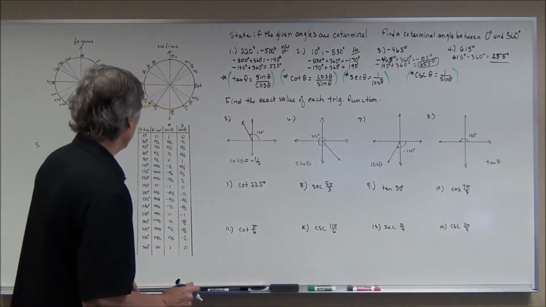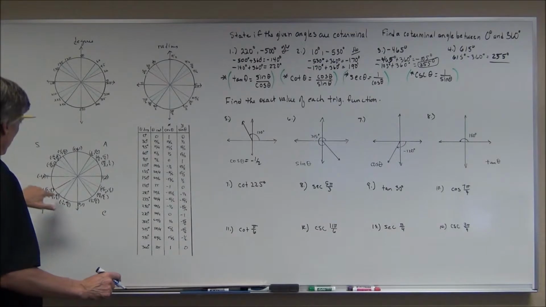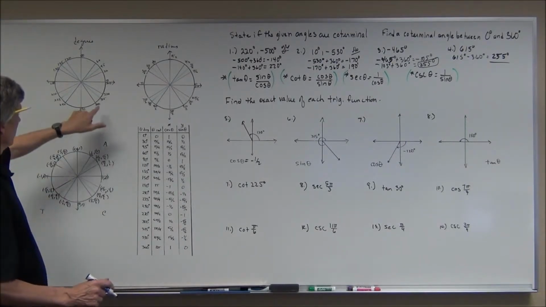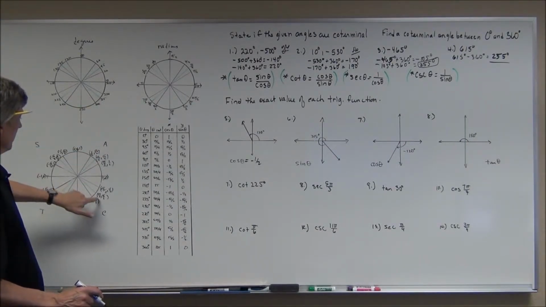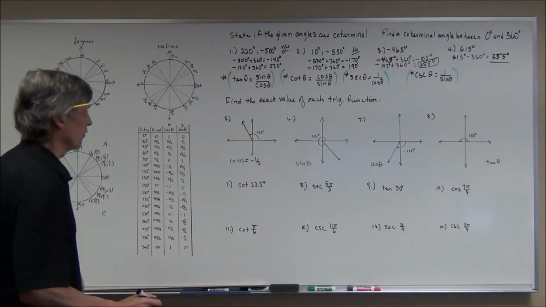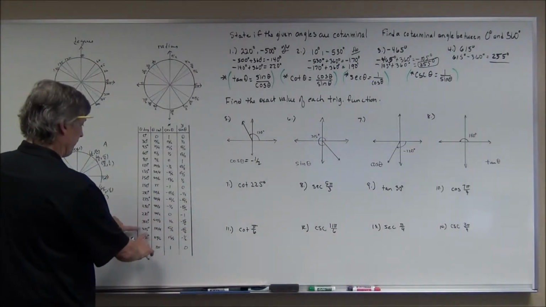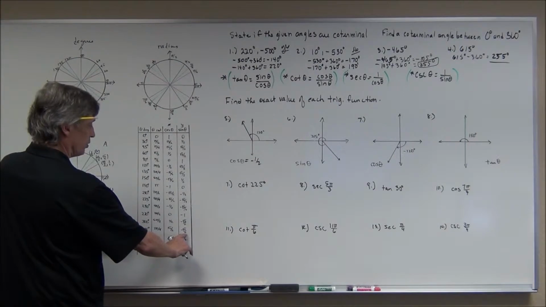My theta is 315. So 315 goes all the way around to here, right? The green. So the sine of it is negative square root 2 over 2. If I go down to 315, I go over to the sine, see it's negative square root 2 over 2.